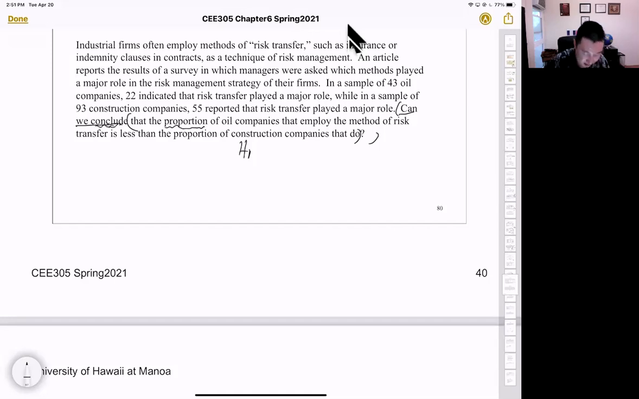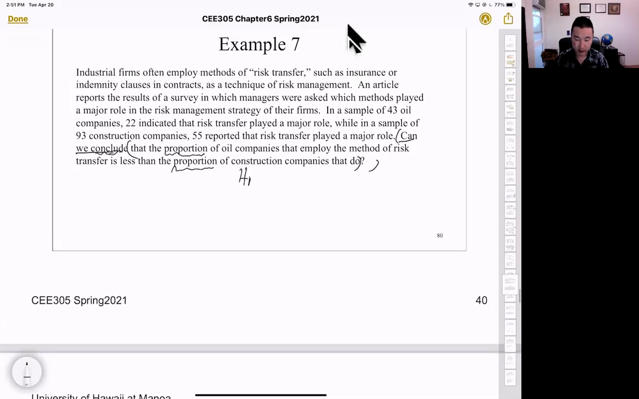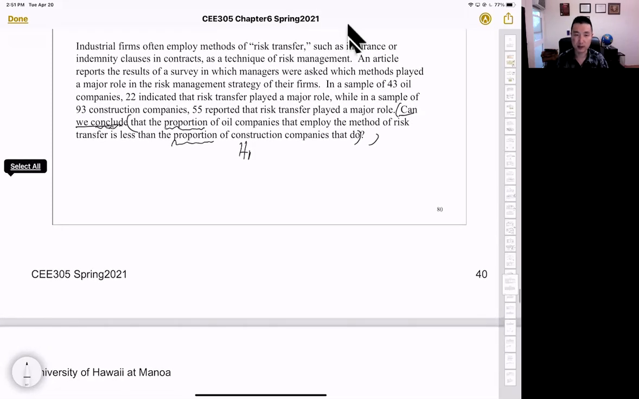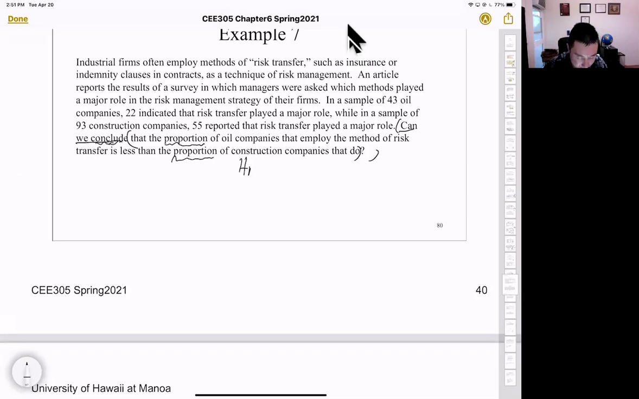Conclude tells us this is a chapter 6 problem. Proportion means this is a test for proportion. So the proportion of oil companies that employ a method of risk transfer is less than the proportion of construction companies. So here we talk about the difference between two proportions, and then we can zoom in on the equation in this section, 6.6. Then let's read the remaining question.